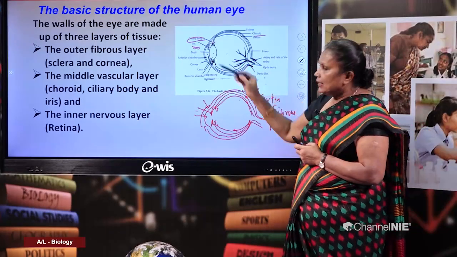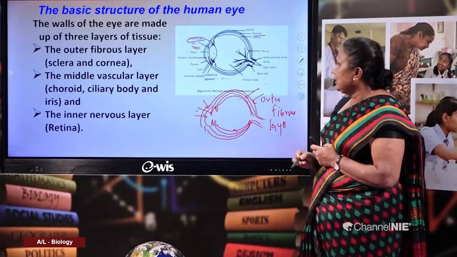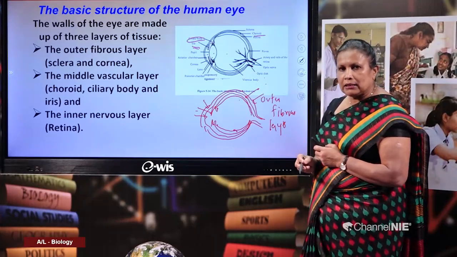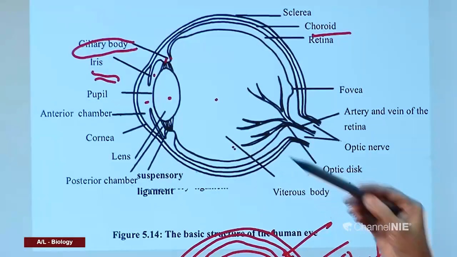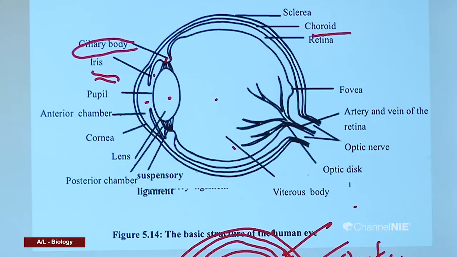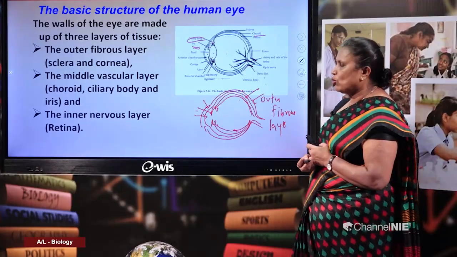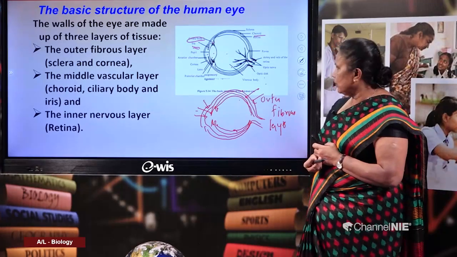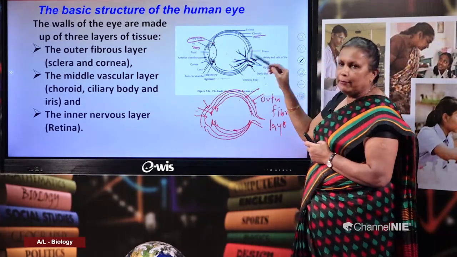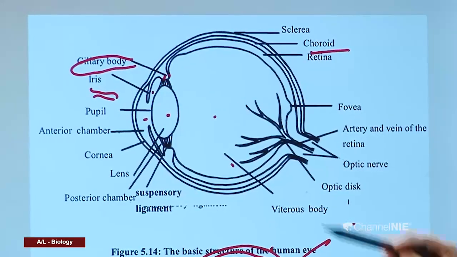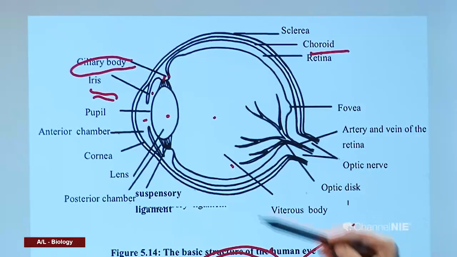The anterior chamber is filled with a clear, watery liquid. The vitreous body is composed of a jelly-like transparent substance that is called vitreous humor. So, all these are present within the eyeball.